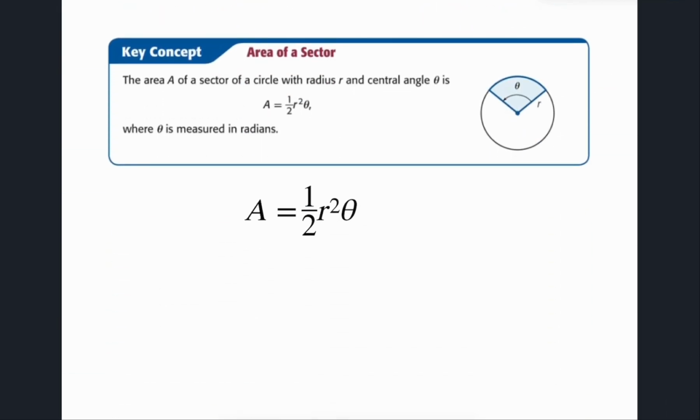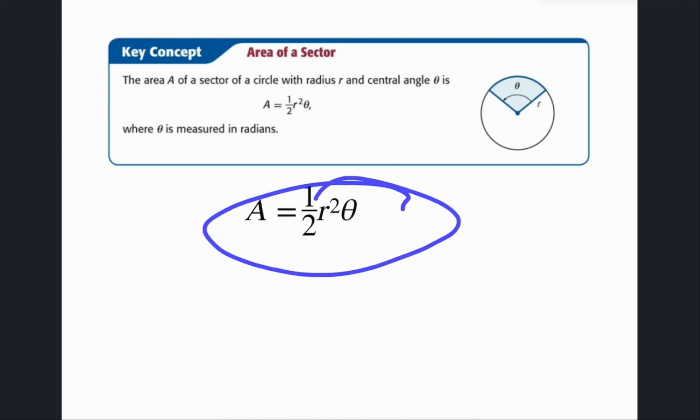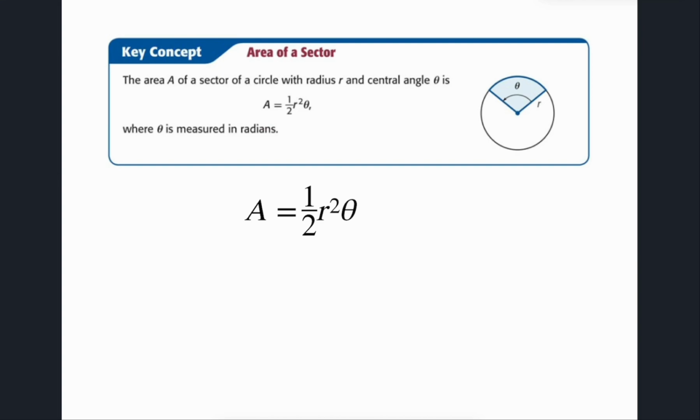Last formula is the area of a sector. I've written it a little bigger here so you can see it. It is 1/2 r squared theta. R is still our radius. Theta is still our radian measure of our central angle.